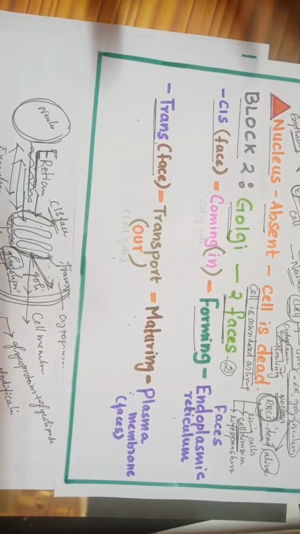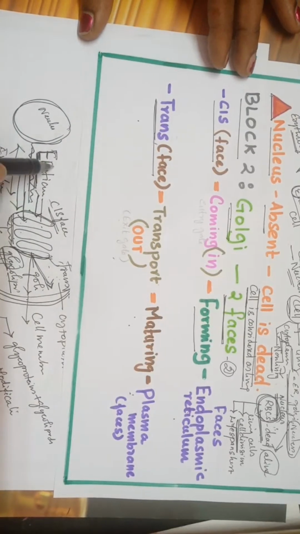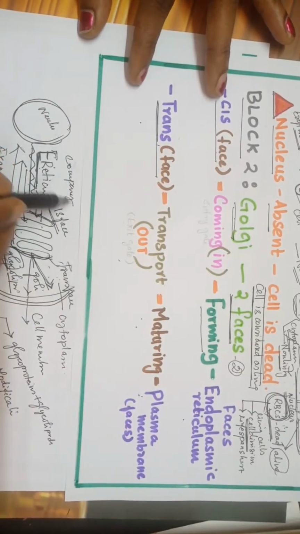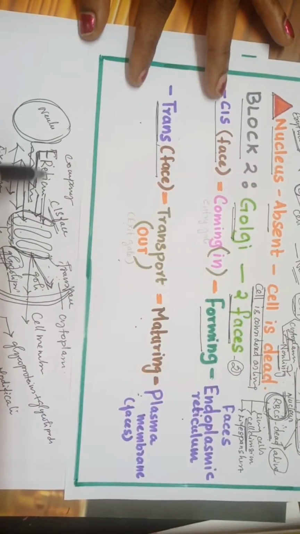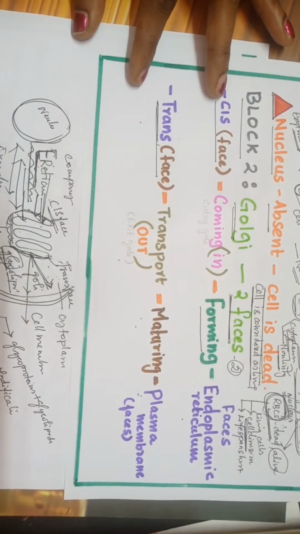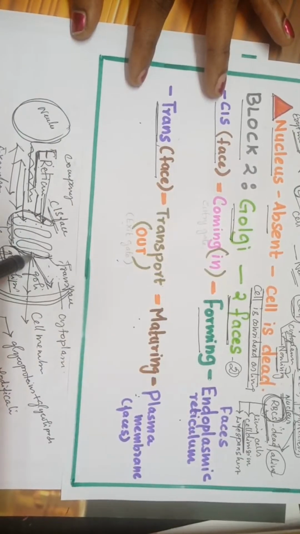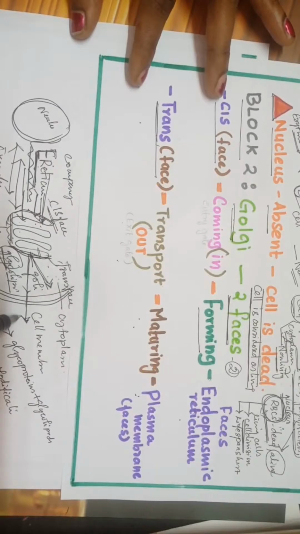Materials which need to be packed and modified enter from the endoplasmic reticulum. Think of this as a company which sends to this. From here it is sent to the Golgi apparatus. Here, packaging and modification is done. From there, the refined product is sent to the outside of the cell membrane or to the targeted organelle.